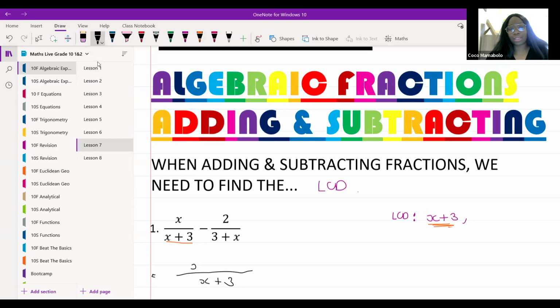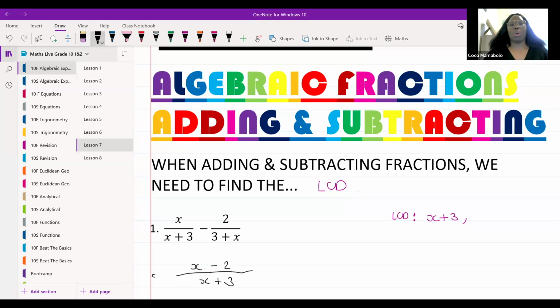So I'm just going to write x. And then if I look at 3 plus x, it also isn't missing anything from my LCD. So I don't have to write anything for my LCD. Okay, that means that -2 also doesn't stay. So our final answer is just going to be x minus 2 over x plus 3.